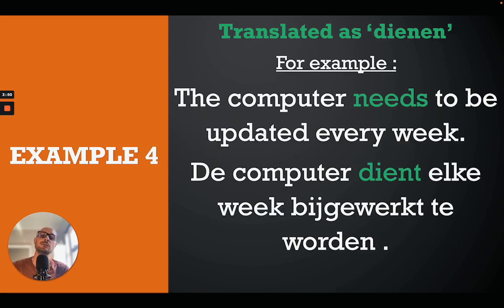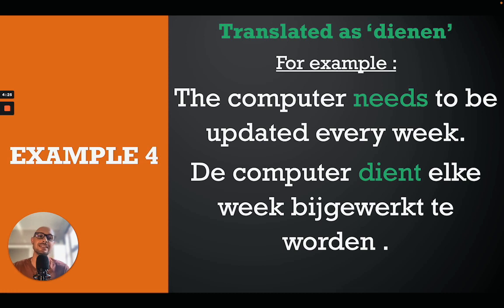We'll move on and take a look at example number 4. Basically, when need is a requirement, something which has to be done on a regular basis in order for something else to function, then you can use dienen. Dienen in Dutch has many translations. It can be like to serve, or to be of use for, but in this case we can translate it as need in English because it implies a requirement.